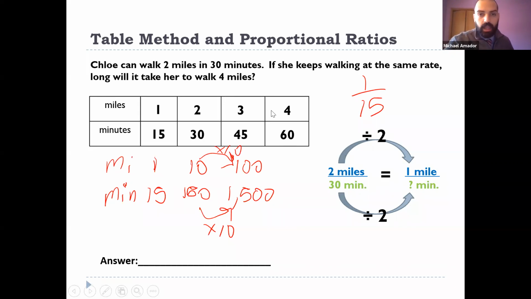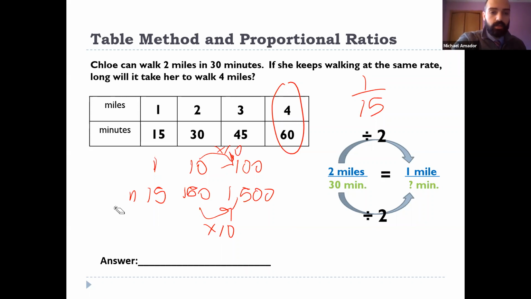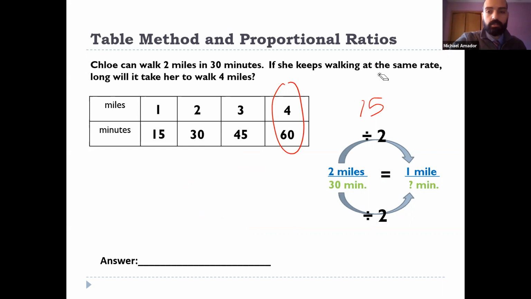I want everyone to think to themselves right now, how many minutes would it take her to walk 4 miles? All right, Adelaide, how many minutes would it take her to walk 4 miles? It would take her 60 minutes. And that's how you would use your ratio table. You would find the miles and then connect it to the minutes that match it.